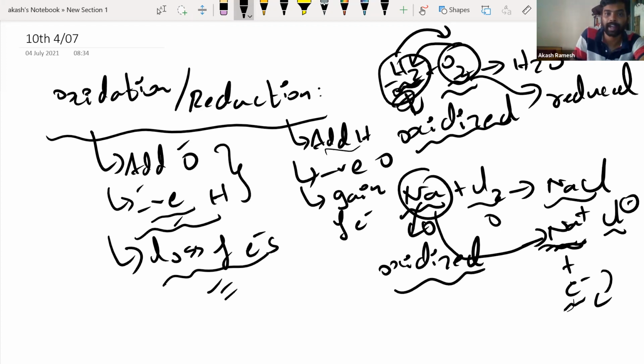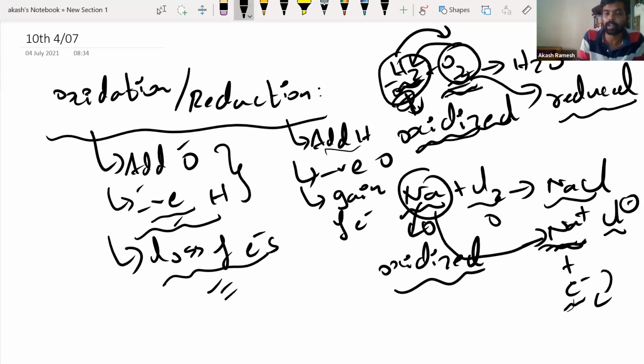Because I told you, addition of hydrogen to something is reduction, and whichever is getting added up to hydrogen, that is the one which is getting reduced, right? So in this case, hydrogen accepts oxygen, so hydrogen is oxidized; oxygen accepts hydrogen, so oxygen is reduced. Now, if I speak in terms of gain of electrons, right?